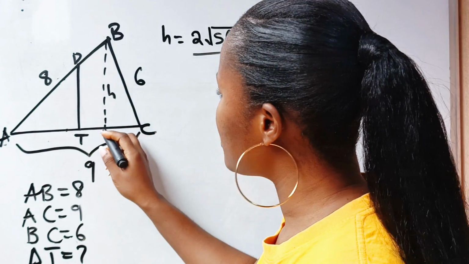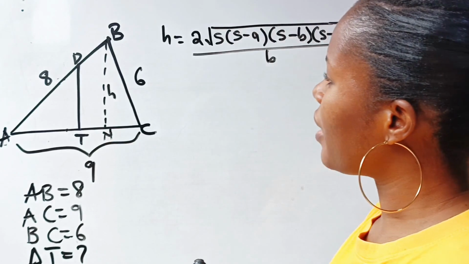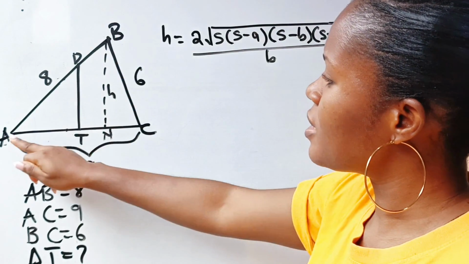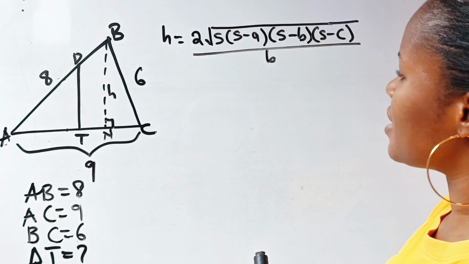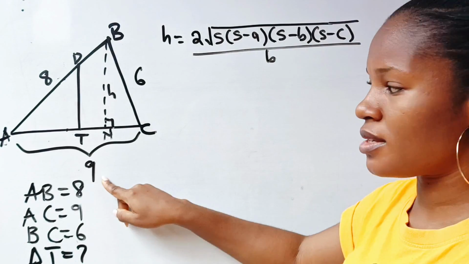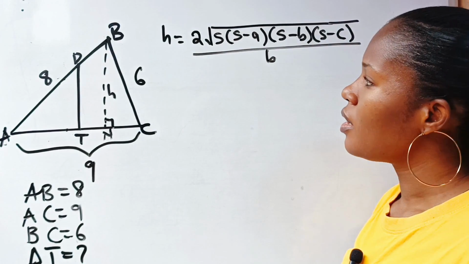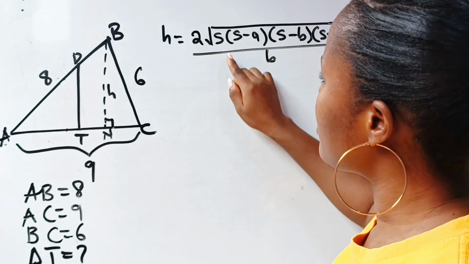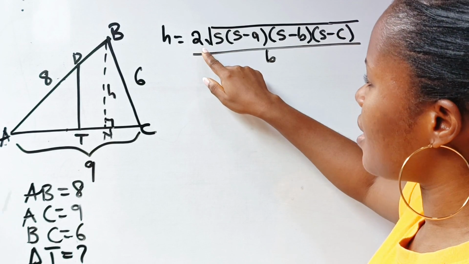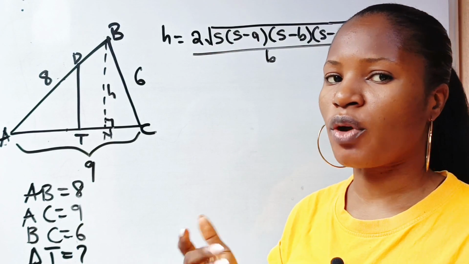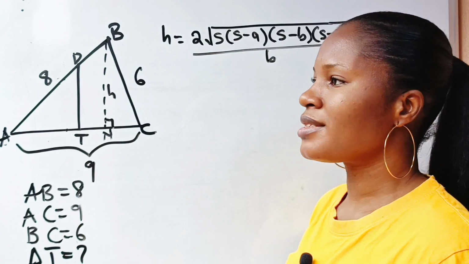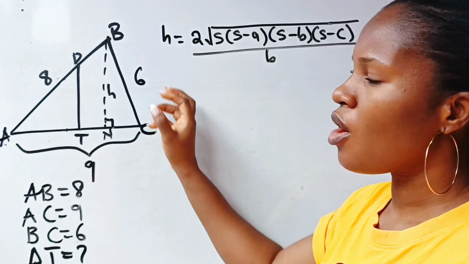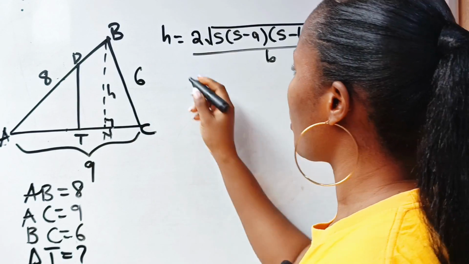Let's call this place N. Now the height BN is perpendicular to line AC, so in this case our b is equal to 9. Now, for us to get h, we need the value of s. We know that s is the semi-perimeter, that is half of the perimeter of this triangle.